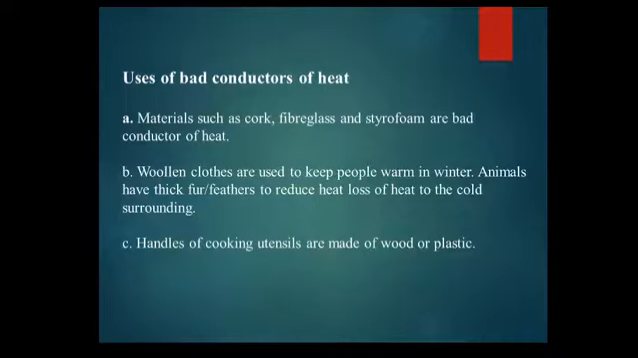Uses of bad conductors of heat: materials such as cork, fiberglass and styrofoam are bad conductors of heat. They are bad conductors of heat because they have a porous structure, and in that porous structure air is filled inside it, and we all know that air is a bad conductor of heat. Woolen cloths are also used to keep people warm in winter, because animals have thick furs or feathers to reduce the loss of heat to the cold surrounding. Handles of cooking utensils are also made up of either wood or plastic or fiber.